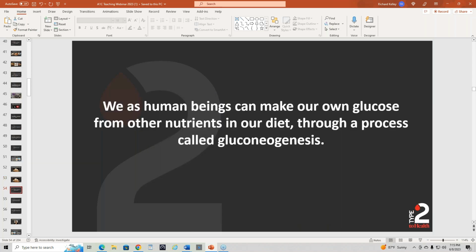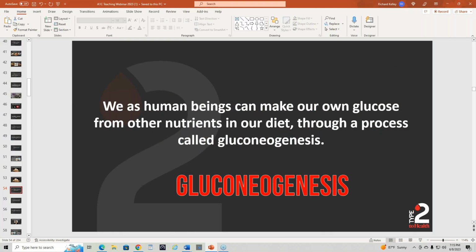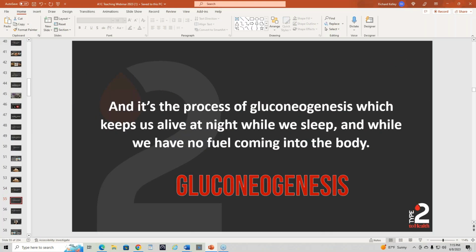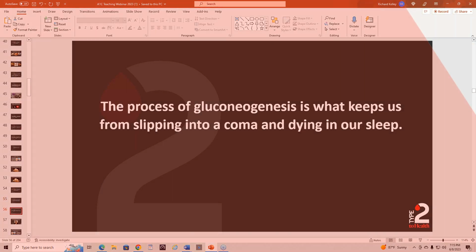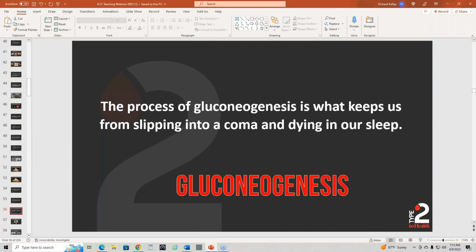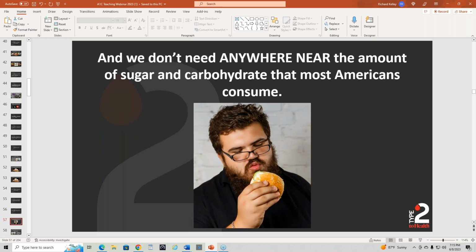We as human beings can make our own glucose from other nutrients in our diet through a process called gluconeogenesis. And it's the process of gluconeogenesis which keeps us alive at night while we sleep and while we have no fuel coming into the body. The process of gluconeogenesis is what keeps us from slipping into a coma and dying in our sleep. And we don't need anywhere near the amount of sugar and carbohydrate that most Americans consume.